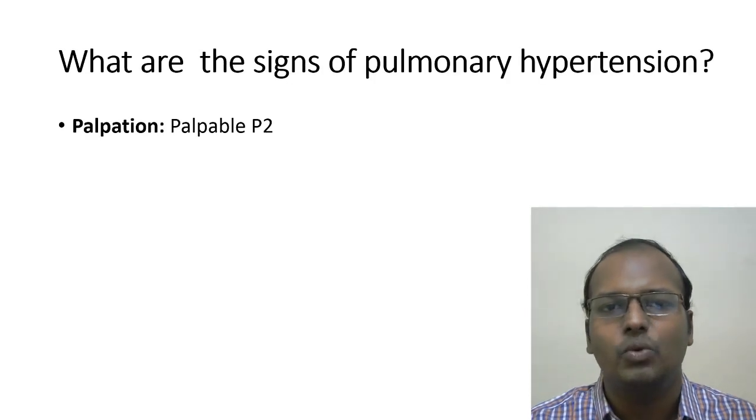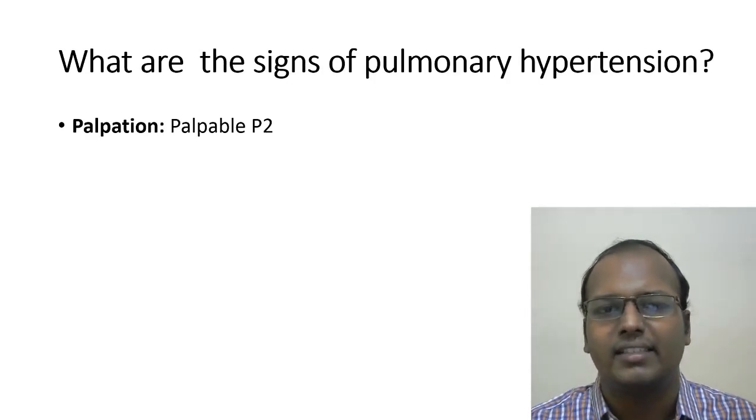Okay, so what are the signs of pulmonary hypertension? Yes, number one, on palpation, a palpable P2 will be there. Okay, and of course in the JVP, there will be a prominent A wave.